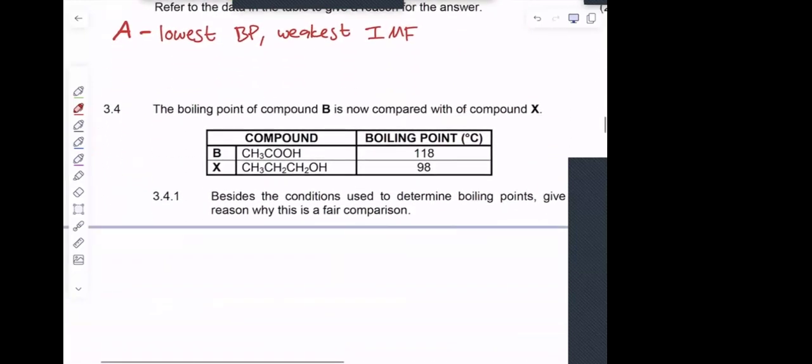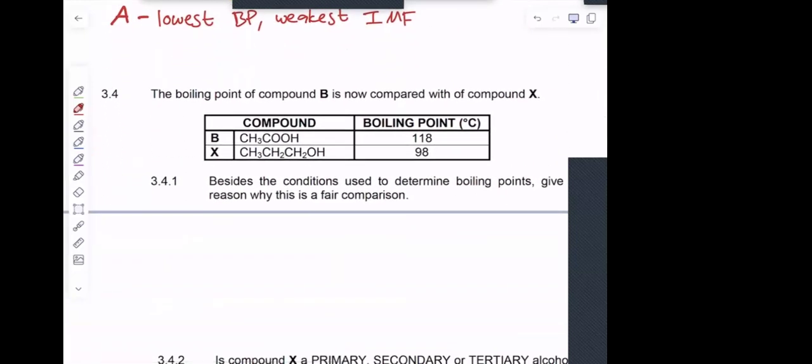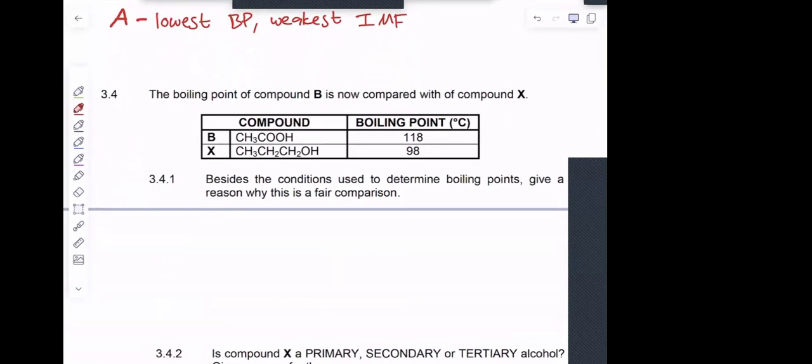3.4, the boiling point of compound B is now compared with compound X, right? So we've got compound B and compound X, and we're comparing their boiling points. Besides the conditions used to determine boiling points, give a reason why this is a fair comparison.